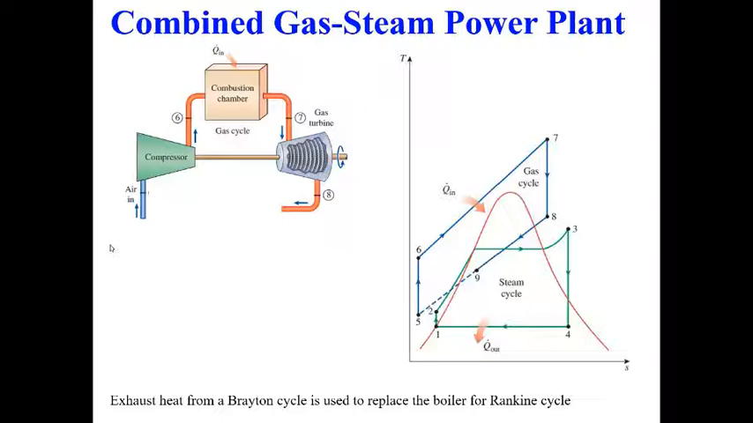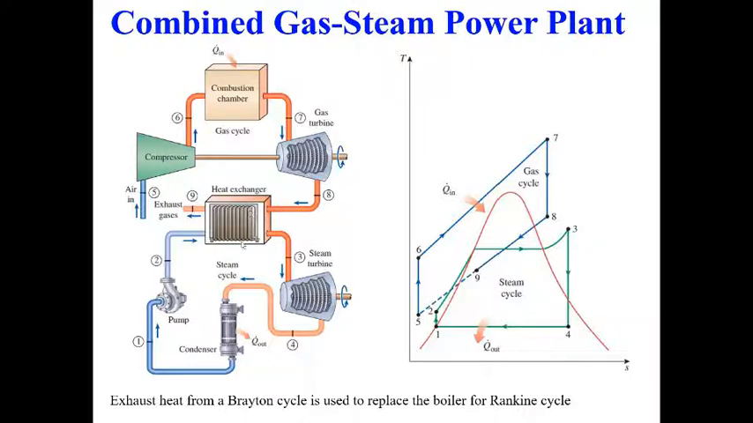So another interesting idea is that you use a gas power cycle. This is a Brayton cycle, and at the end of that cycle we are throwing some amount of heat in the exhaust. So instead of throwing that heat, what we can do is utilize that heat in a heat exchanger and use it instead of the boiler in a Rankine cycle. So this is the normal Rankine cycle that we have discussed previously. Only change is that instead of the boiler I have a heat exchanger from this gas turbine cycle.